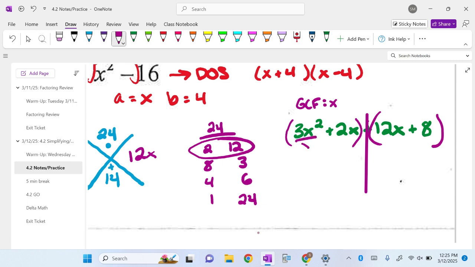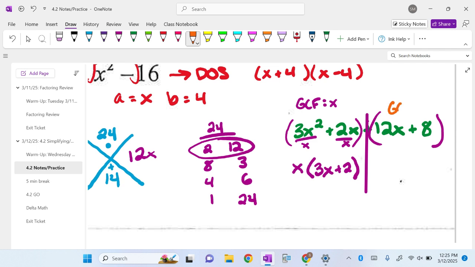So I'm going to divide both of these by x. So I have x on the outside times, what's 3x squared divided by x? So in other words, if I took 1x away from x squared, what am I left with? Just 3x. Then what's 2x divided by x? Just plus 2. So that's my first set.